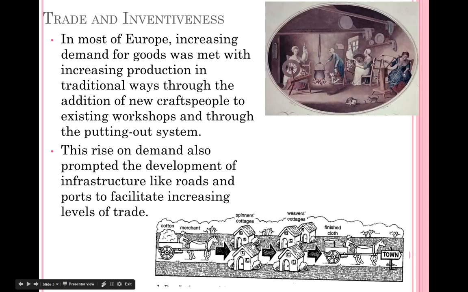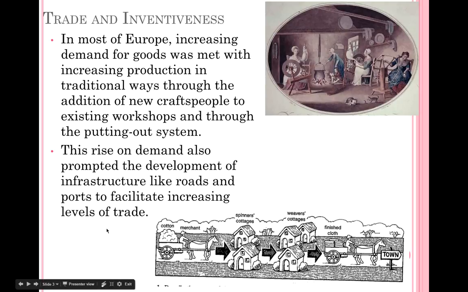A long period of commercial expansion, which was driven by the success of colonial empires and by rapid population growth at home, preceded the Industrial Revolution. In most of Europe, increasing demand for goods was met with increasing production in traditional ways, through the addition of new craftspeople to existing workshops and through the putting out system. And that's right here. I'll talk about that in just a minute.